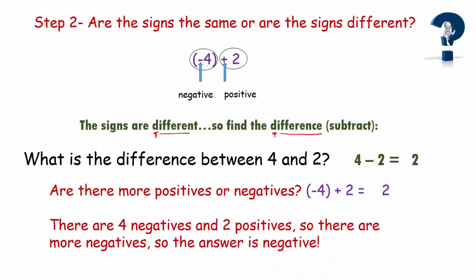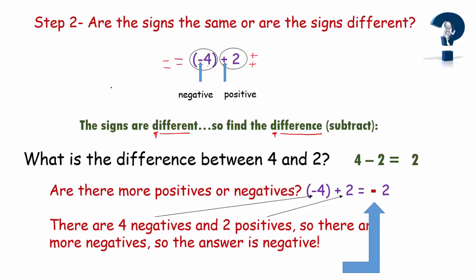Are there more positives or more negatives? Well, let's take a look. Up here, how many negatives are there? There's 1, 2, 3, 4 negatives, and there's 1, 2 positives. So there's more negatives, and your answer will be negative. 4 is more than 2. There's 4 negatives, only 2 positives, therefore our answer is negative. So -4 plus 2 is actually a -2.